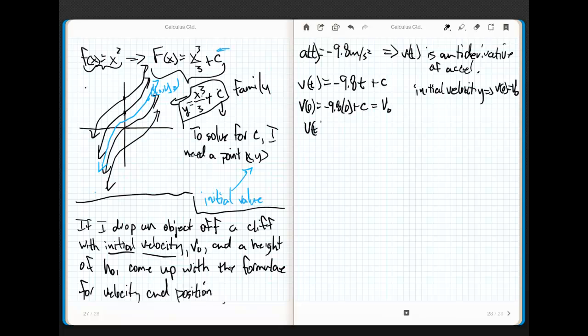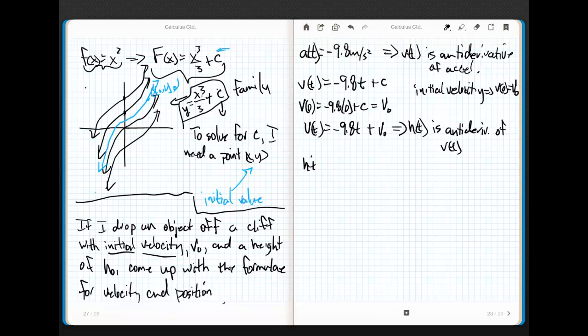Guess what? We have our velocity equation, which is negative 9.8 t plus v naught. You've probably seen it in your physics class. Well, what do we know about position? All right, so I can call this h of t. In other words, what's the height of this object, right? Well, it is the antiderivative of what? Velocity. Because if I take the derivative of something's position, I get velocity. We've already played with that.